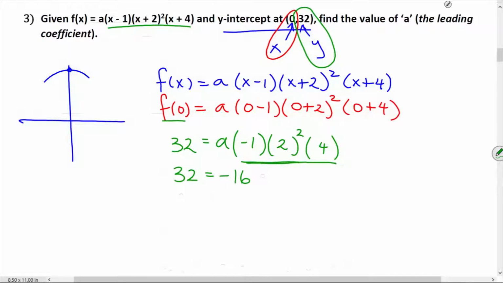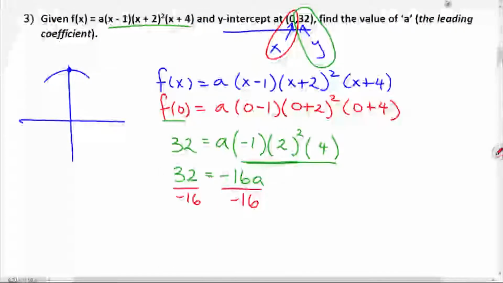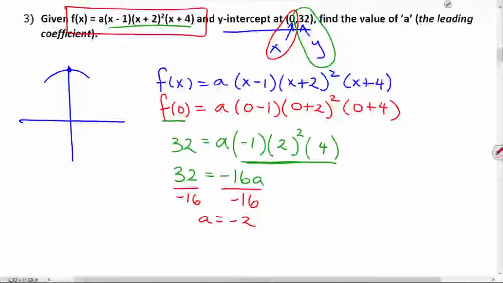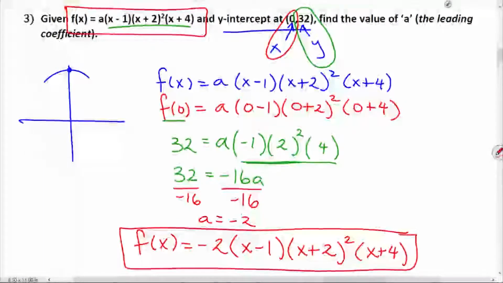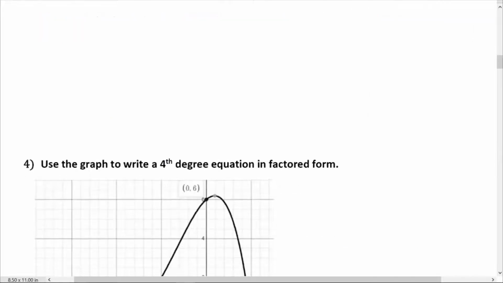So I get -16a. And then to solve this, I divide both sides by -16. 32 divided by -16 is -2. So the function is this function with that leading coefficient a plugged in. We get f of x is equal to -2 times the quantity x minus 1 times x plus 2 squared times x plus 4. All right, let's look at one example where I go from the graph to an equation.